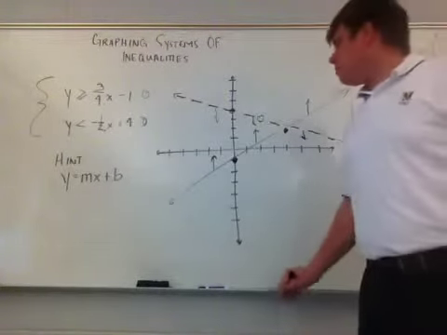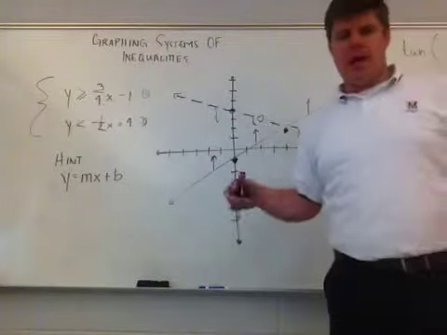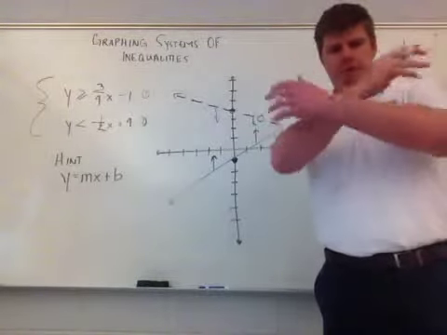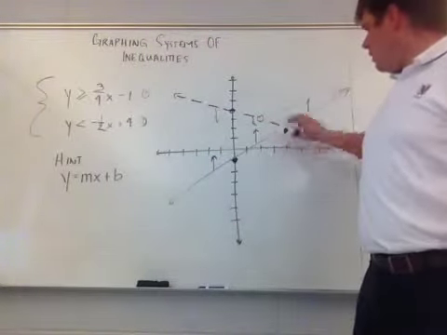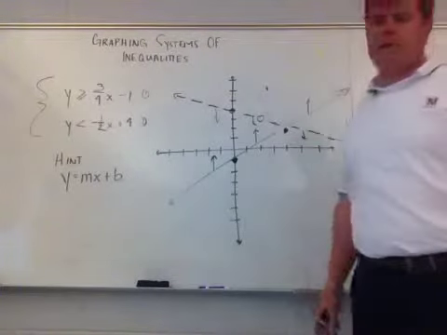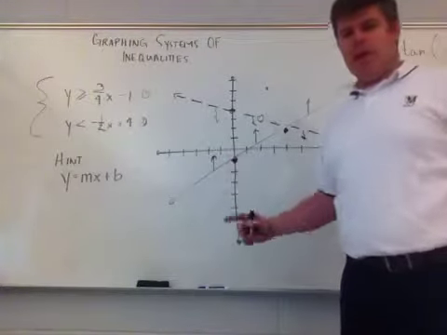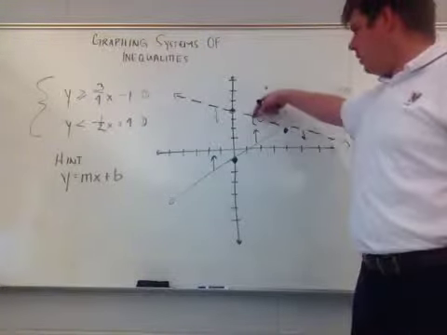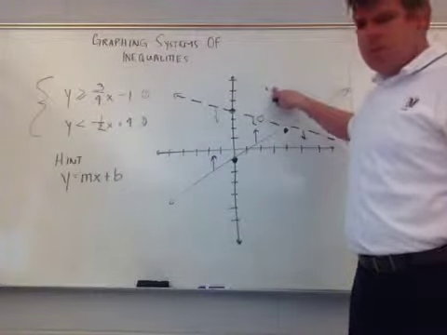Now I'm going to go to each section. What you notice is that my two lines basically make an X, and that X creates 4 different areas. So I've got this area, this area, this area, and this area. I'm going to make a little point in each, and what I'm going to check is whether my shading arrows go towards that point. This arrow points down. It doesn't go towards that point, so this region doesn't work.